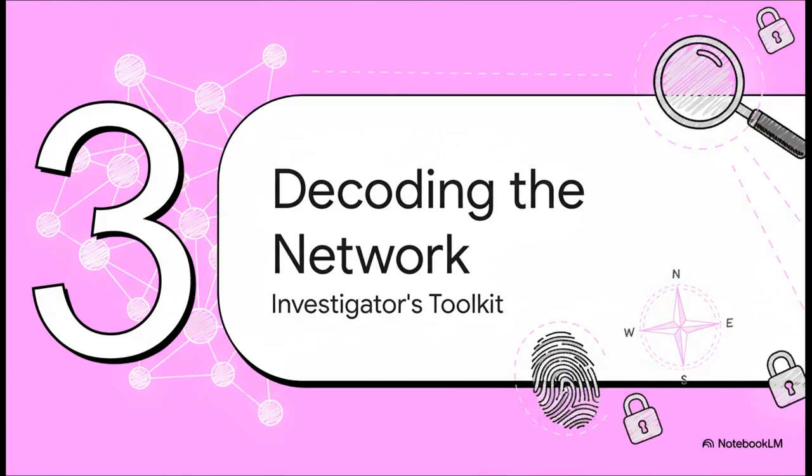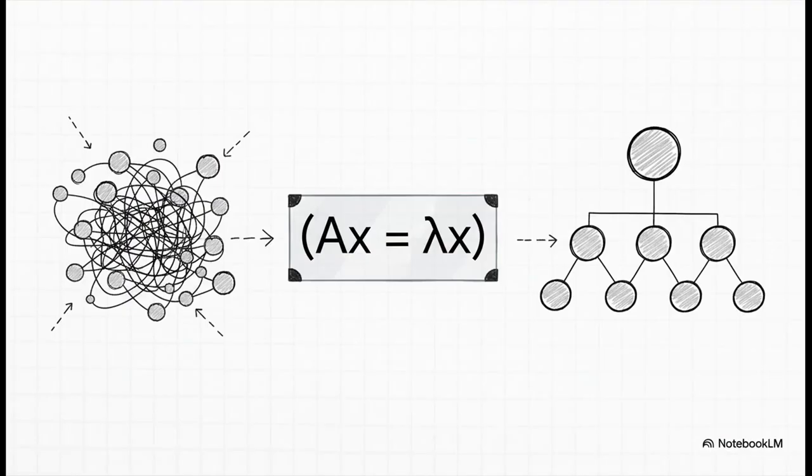Okay, that all sounds great in theory, right? But how does this kind of abstract idea actually work in the real world? How do investigators take this concept and turn it into a practical tool they can use to map out a criminal network? The answer, and you might find this surprising, actually comes down to a single, pretty elegant math equation.